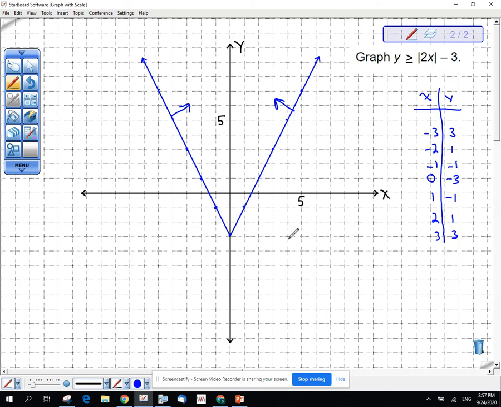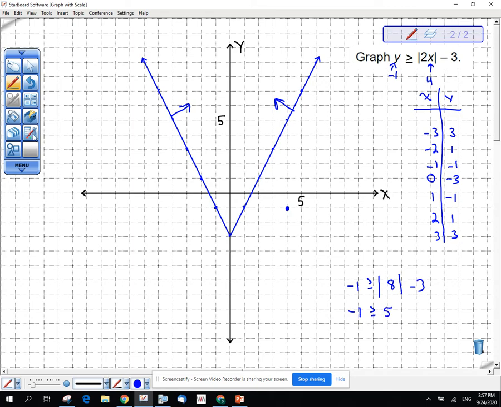If I picked, well, let's just prove the negative. Let's pick this point right here. That's (4, -1). If I plug 4 in for x and -1 in for y, that's -1 is greater than or equal to the absolute value of essentially 8 minus 3. Okay, so that's 5. Is -1 greater than or equal to 5?